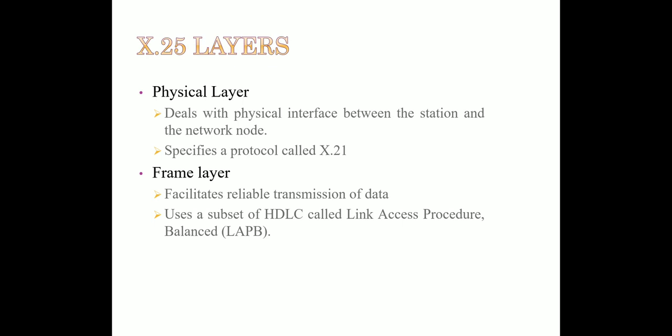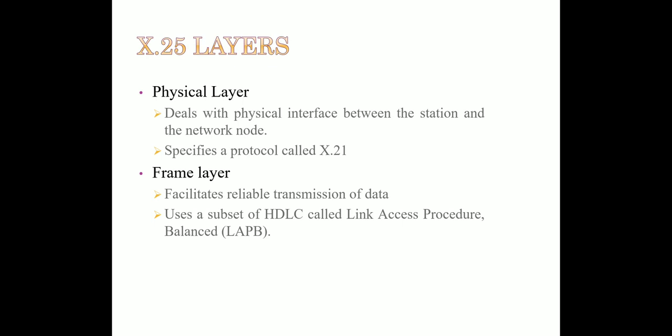Next layer is the frame layer. This facilitates reliable transmission of data between the station and the interconnecting node. This is very important, it is giving you reliable transmission of data. So it is also doing error and flow control. It uses a subset of the HDLC protocol called Link Access Procedure Balanced or LAPB. Now HDLC we have already learnt in the previous classes.